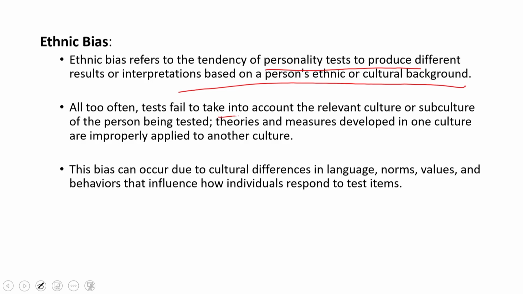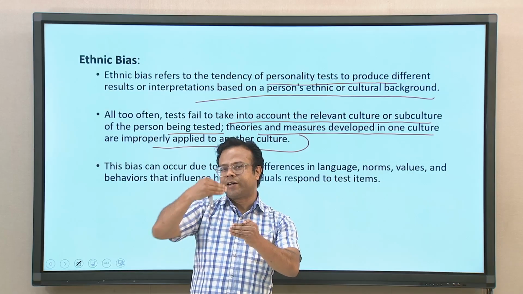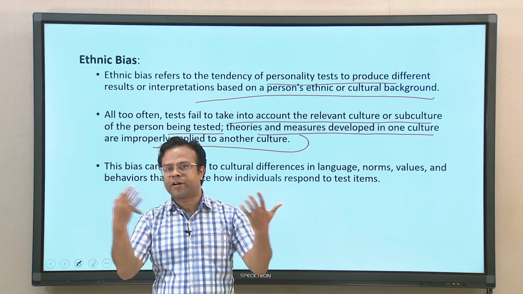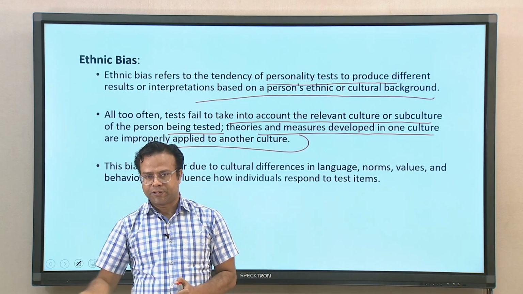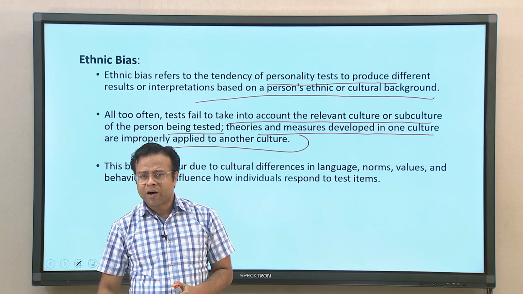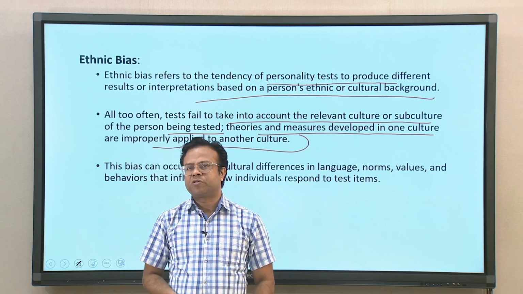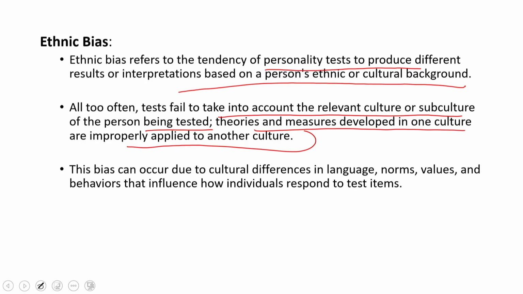All too often tests fail to take into account the relevance of the culture and subculture of the person being tested. Theories and measures developed in one culture are improperly applied to another culture. That is why cultural sensitivity in the development of the test and the theories is very important. Then only the right kind of test will come into the picture. So, the cultural aspect should also be taken into account while developing those tests or interpreting the results. This can occur because of differences in language norms, because some tests, let us say, are developed in English. When they are translated, they may also have certain biases in some other languages.